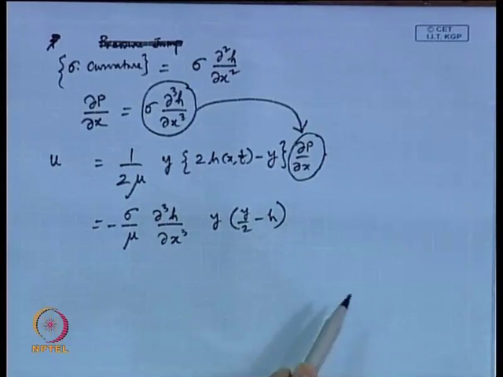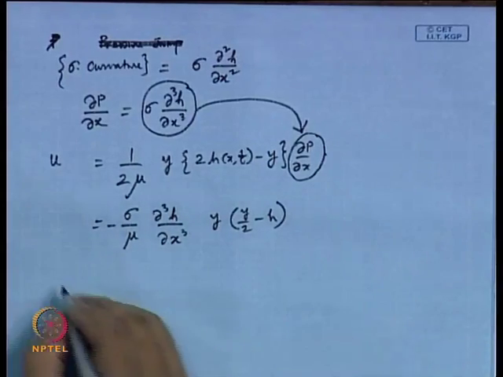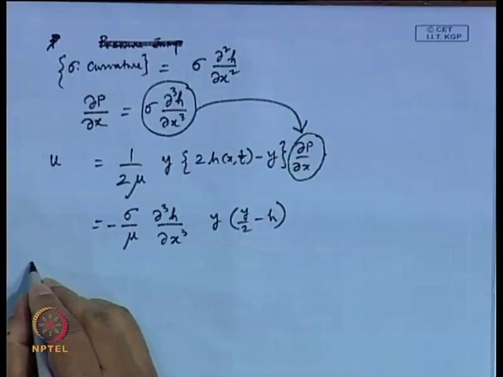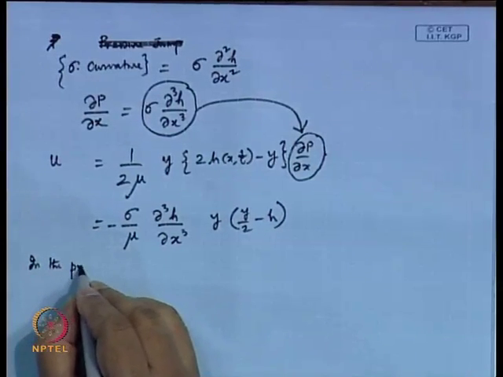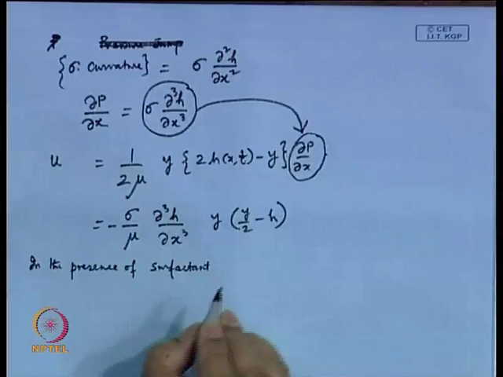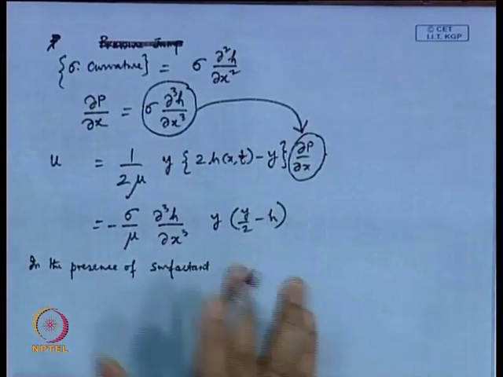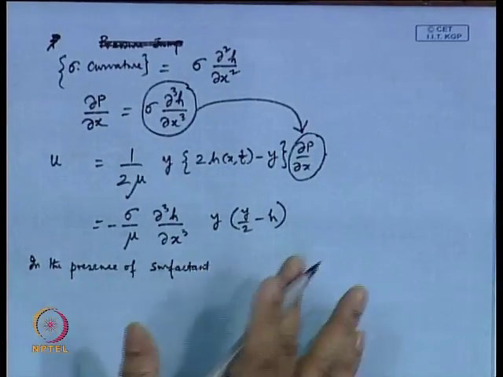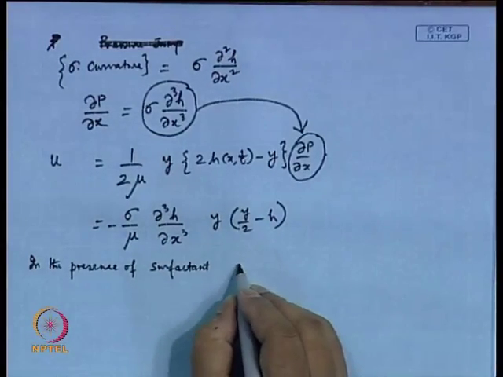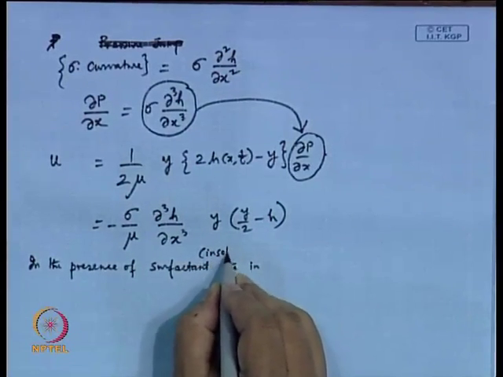I must point out a couple of things at this point. This is a velocity profile as per the theory of lubrication. However, it is reported that there is a different behavior in the presence of surfactant. Typically surfactants are divided into two categories, insoluble and soluble. The common surfactant that we work with is insoluble, so let us write insoluble.